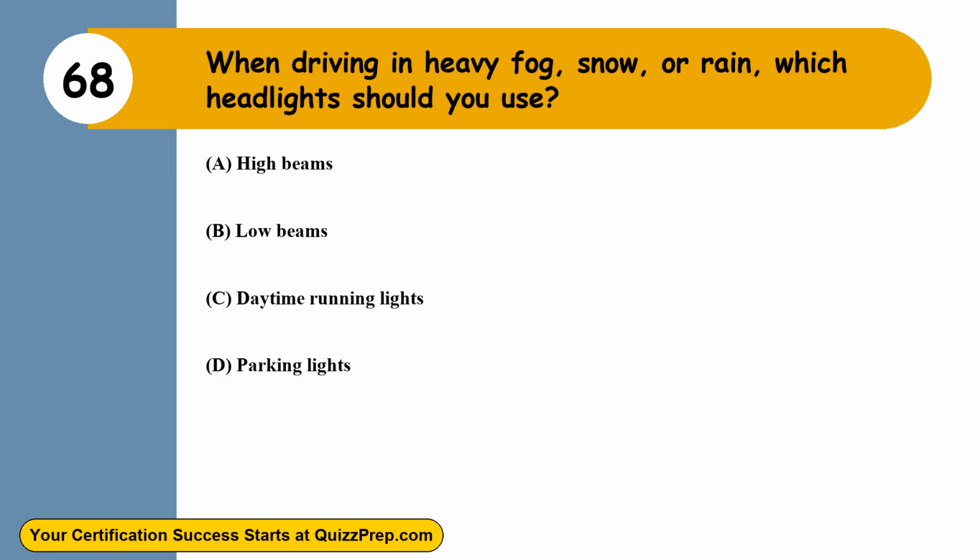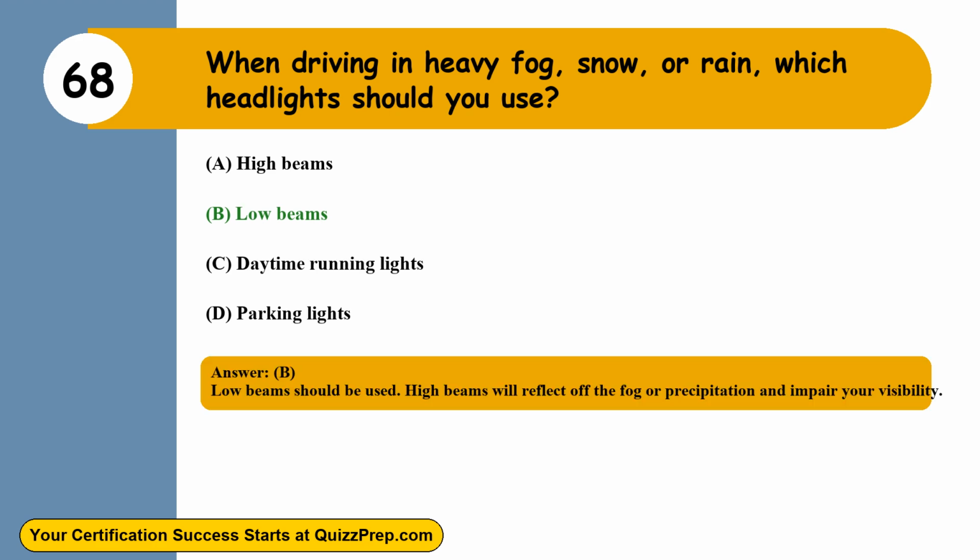Question 68. When driving in heavy fog, snow, or rain, which headlights should you use? Option A, high beams. Option B, low beams. Option C, daytime running lights. Option D, parking lights. The correct answer is option B, low beams. Low beams should be used. High beams will reflect off the fog or precipitation and impair your visibility.